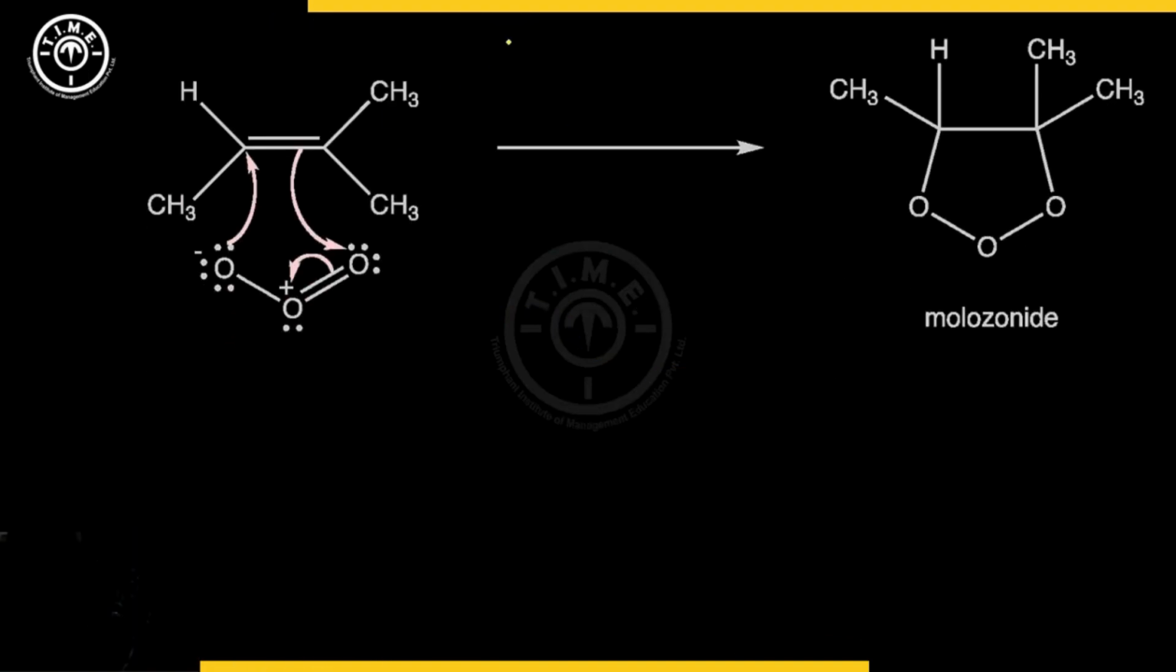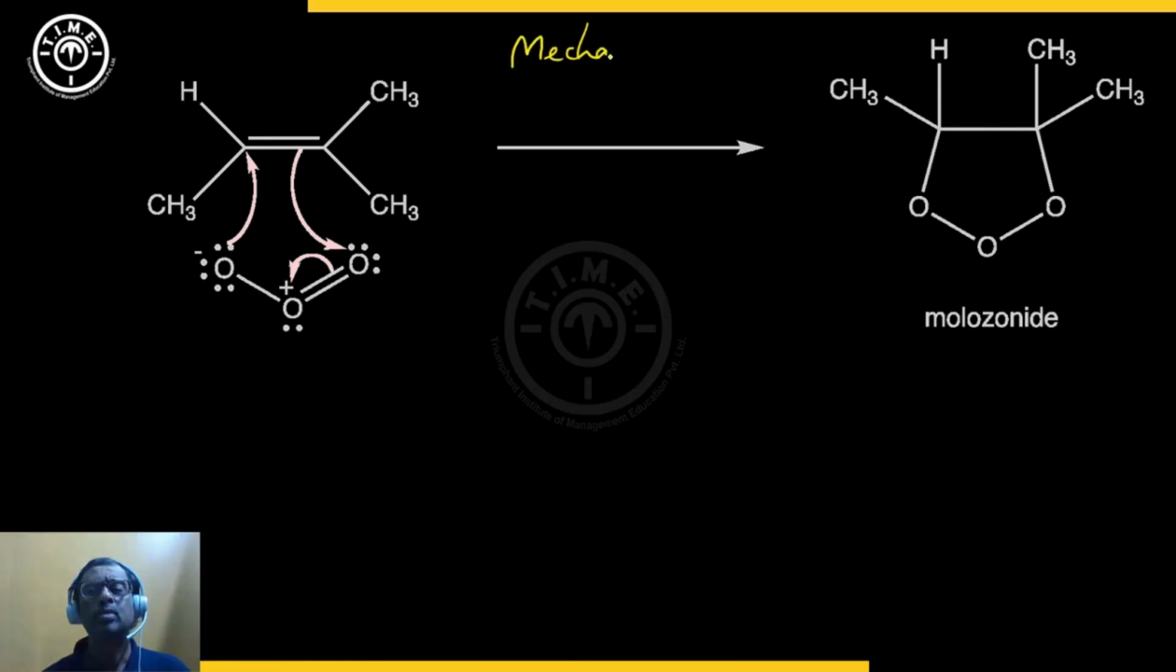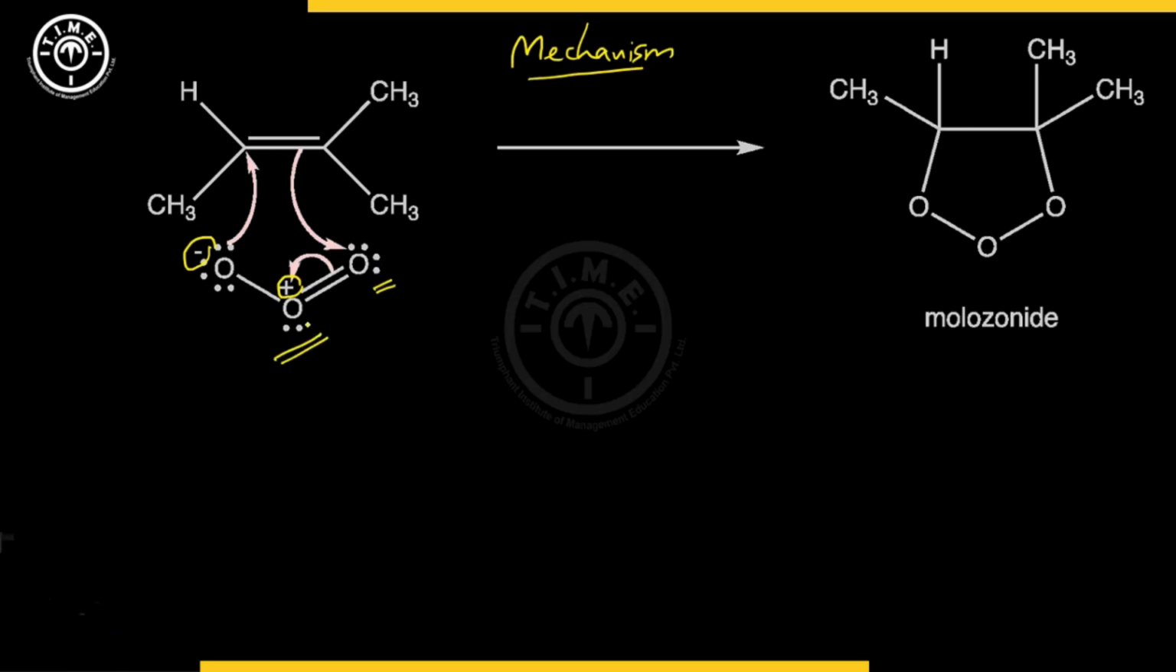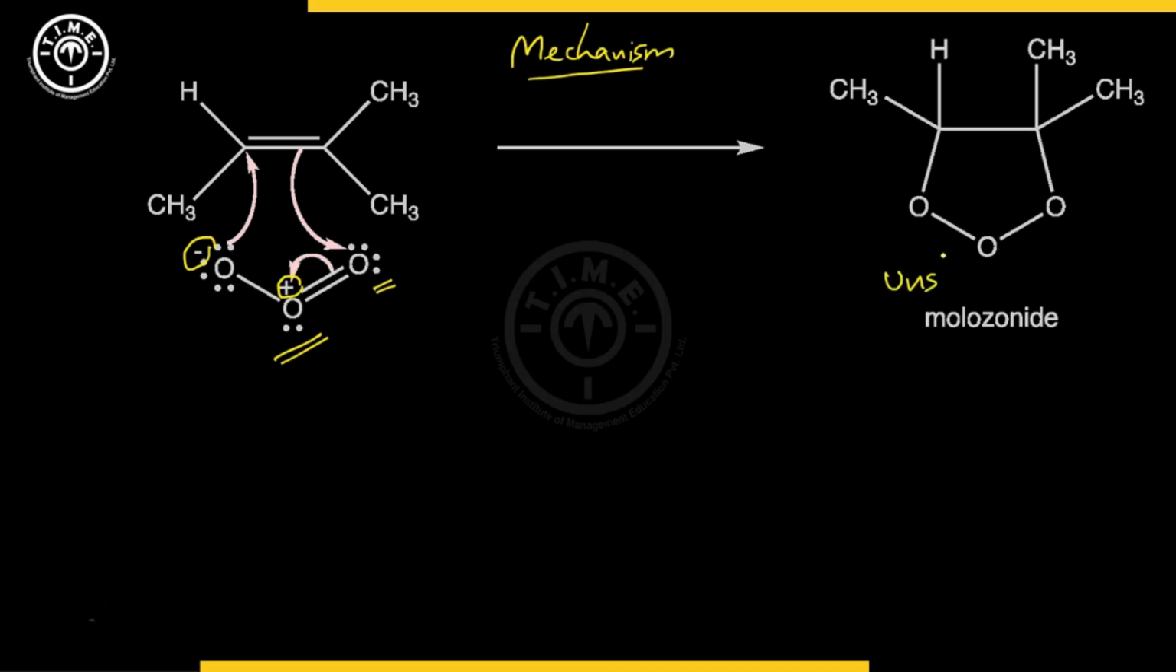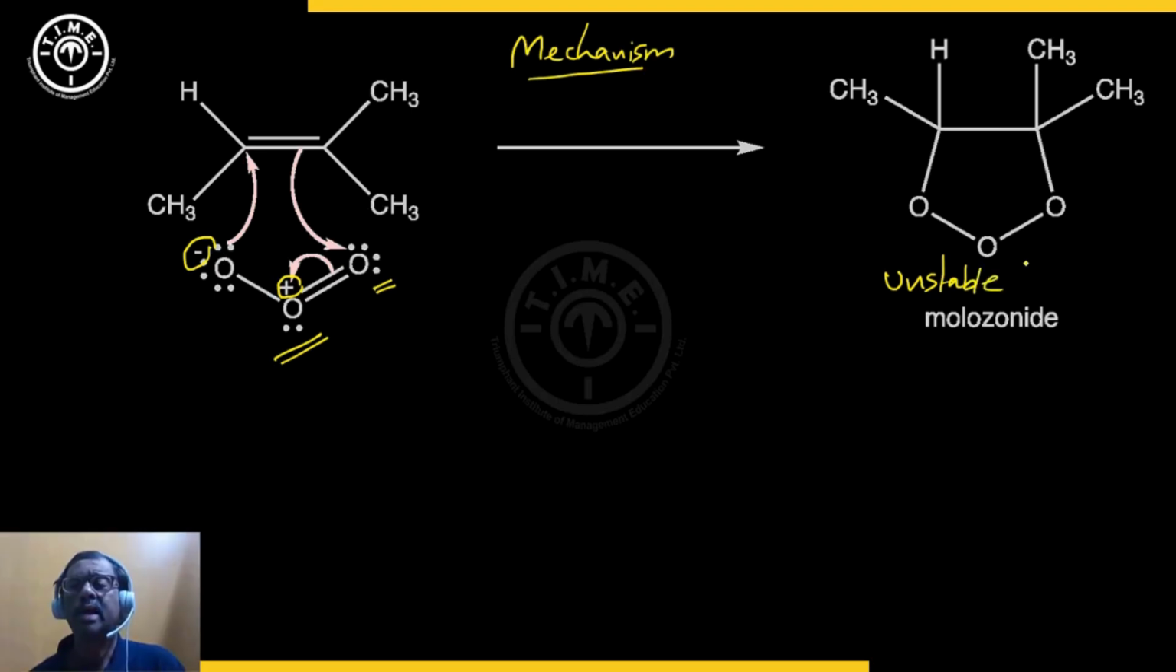Now, let us move on to the mechanism of ozonolysis. I am showing it only for an alkene here, which you can extend to an alkyne too. This is ozone with the central oxygen being positive and one terminal oxygen negative. A singly bonded oxygen has a negative charge, a doubly bonded oxygen has no charge, a triply bonded oxygen has a plus charge. Clear? Now, this is the molozonide formed, which is unstable. It has to get stabilized. How will it get stabilized?